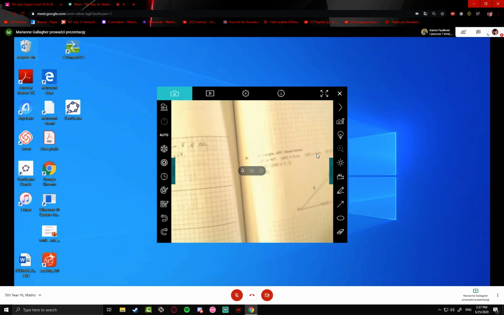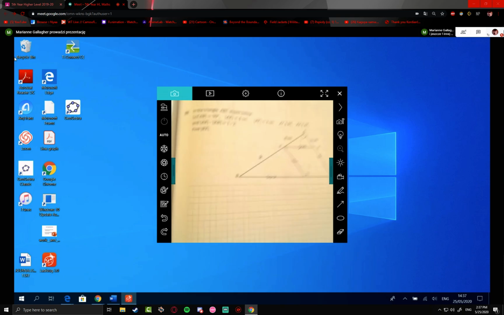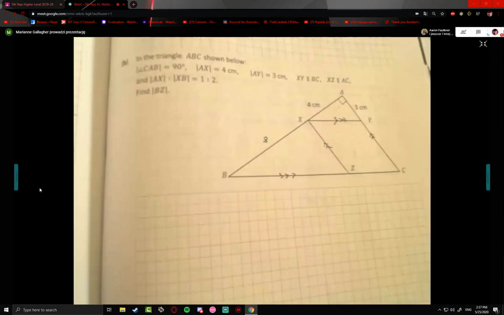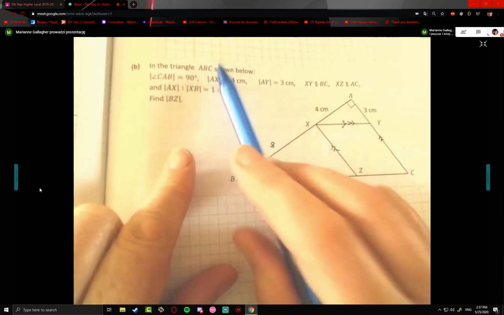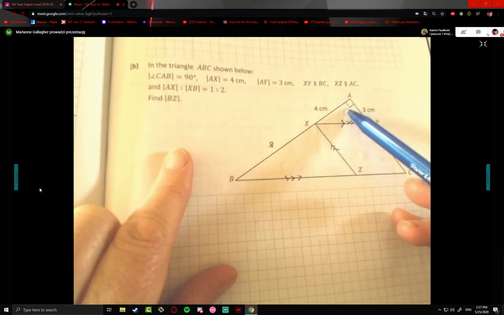Okay, here's an interesting one. Just to show you, I haven't done this one, so hopefully it works. This is off a Leaving Cert paper. What you have is triangle ABC, where angle CAB is equal to 90.